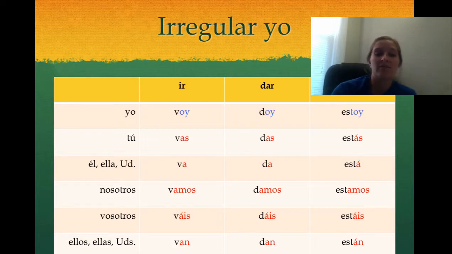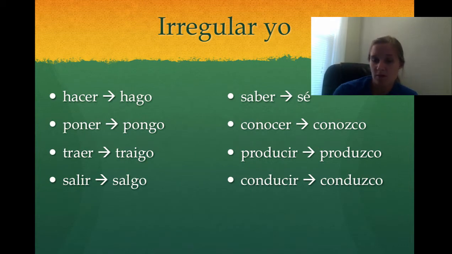In the yo form, we have voy, doy, and estoy. Those are just some of the irregular yos that you can have. Here are some other ones.